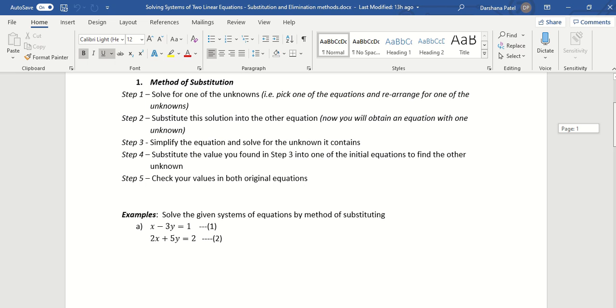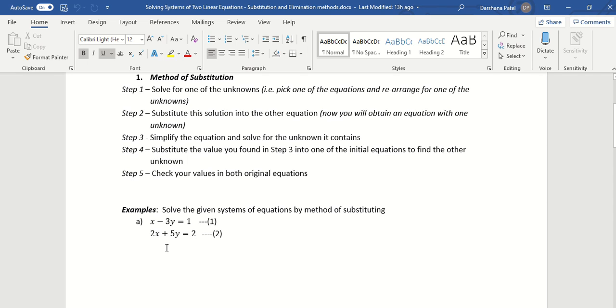Example. Let's say we have x minus 3y equals 1 as equation number 1 and 2x plus 5y equals 2 as equation number 2. This is what we start doing. From equation 1, we can say x equals 1 plus 3y, and then we substitute that into equation 2.